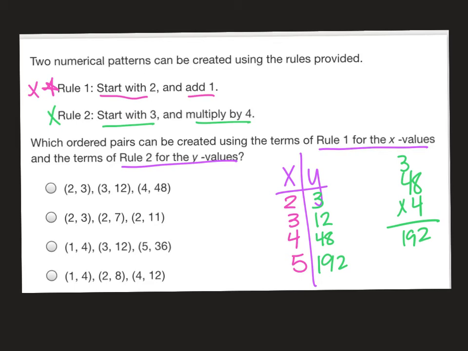So for our choice A, or choice number 1, says 2, 3. That's correct. 3, 12, that's correct. And 4, 48 is also correct. So that is actually your answer.